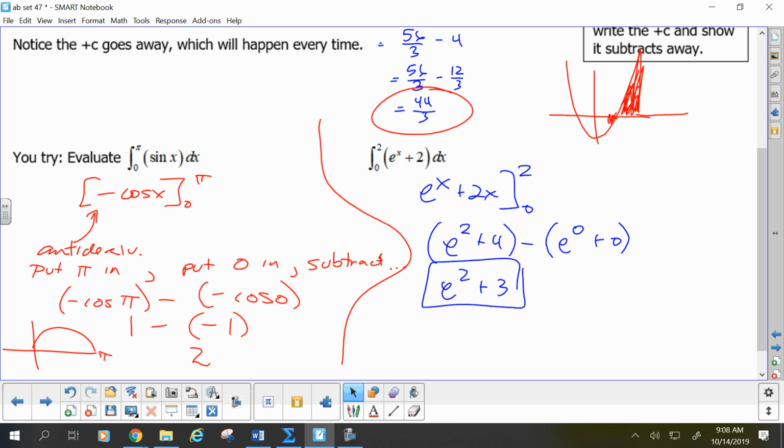And you could never have done that with infinite rectangles because we don't have formulas for area under e to the x or area under sine of x. There's no formula for the sum of a bunch of those. So this is actually the only way to do those.